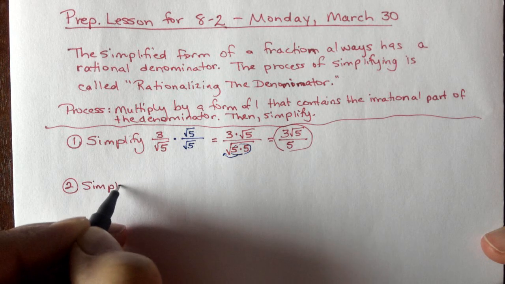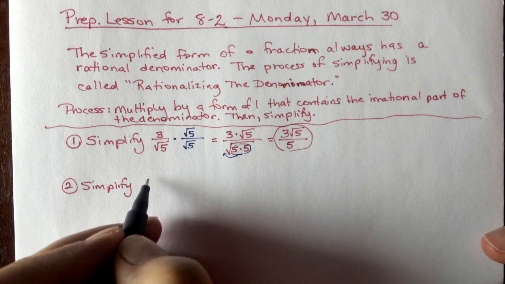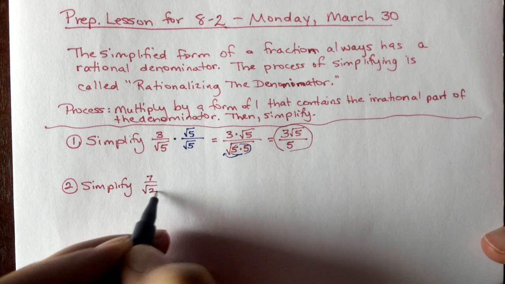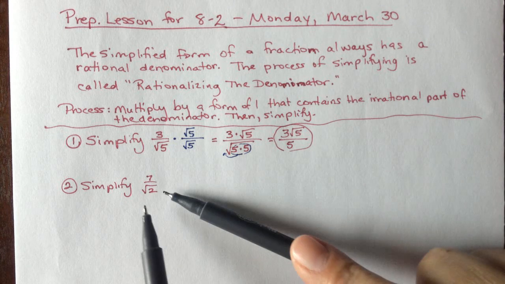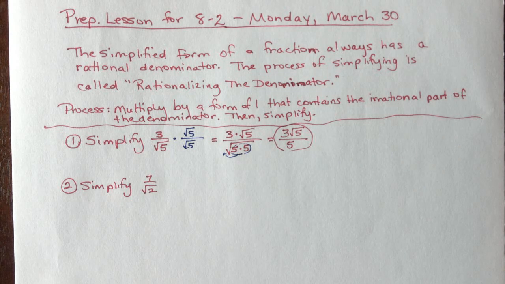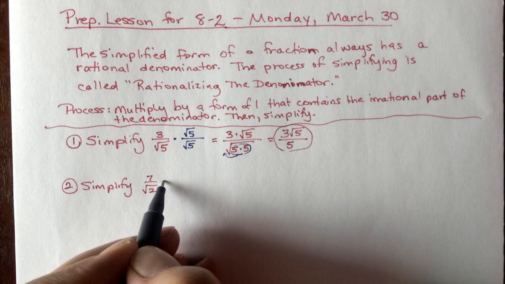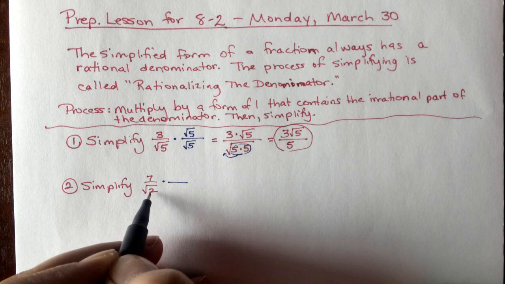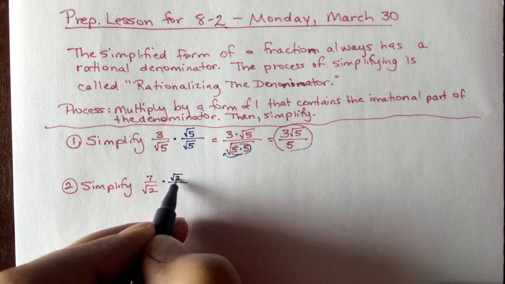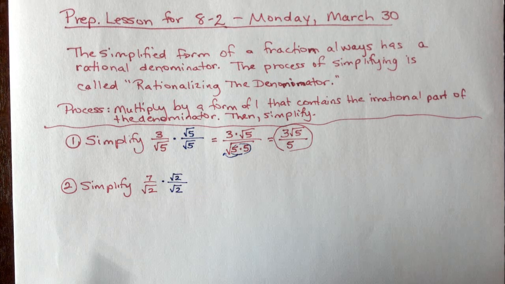Simplify 7 over the square root of 2. Okay, I know to simplify it I need to get the radical out of the denominator, so I'm going to multiply by a form of 1, and that form of 1 needs to have a square root of 2 in it, so square root of 2 over square root of 2.